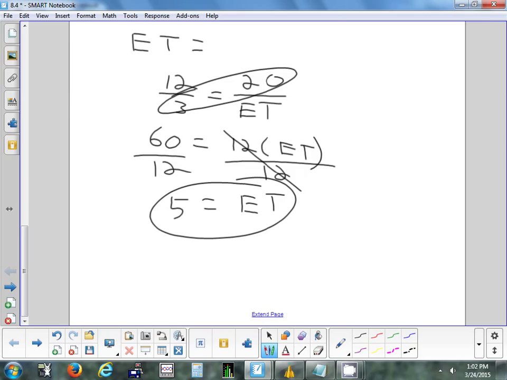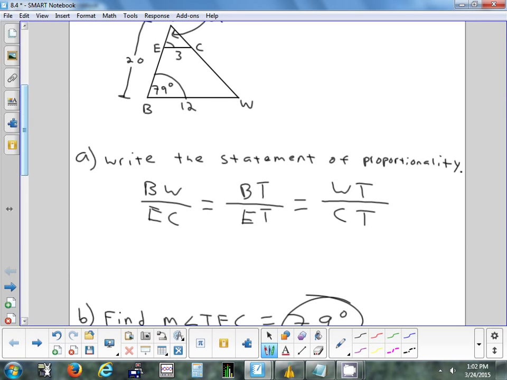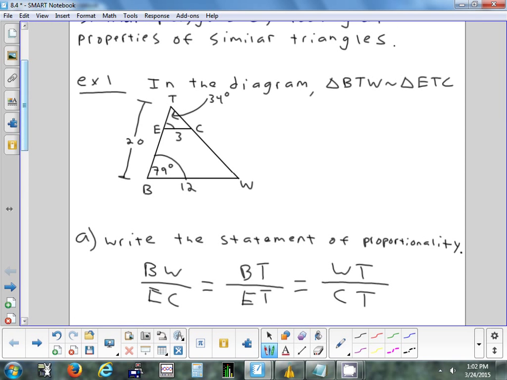Okay, now that we know that, we could use it to find something else, or just go back to the 3 pieces of information that were given. Now we want BE. Well, BE we don't have to set up a proportion for, because is BE part of a triangle? No. If we take the side that's 20 units and use what we just found, what can we do with those 2 numbers to find BE? Yeah, subtract them. If you take BT and subtract out ET, you'll be left with what we want.